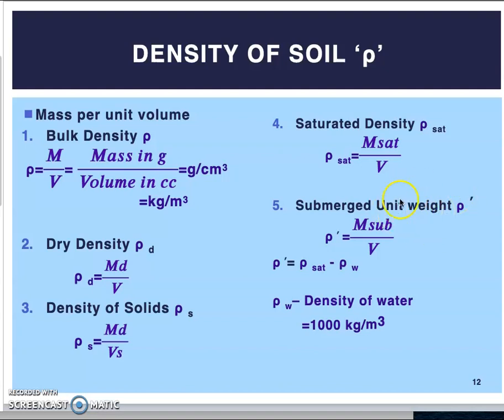Okay, there's a mistake here. This is not submerged unit weight, this is submerged density. Alright, so what is bulk density?